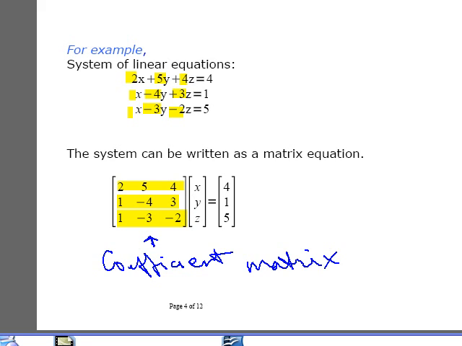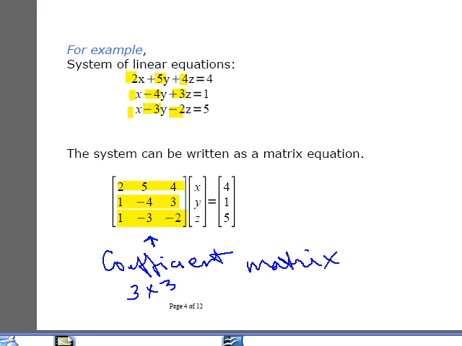If I have 3 equations and 3 unknowns, this will be a 3 by 3 matrix. If I had 4 equations and 4 unknowns, it'd be a 4 by 4 matrix. In more sophisticated examples, you might not have as many equations as you have unknowns, and there are techniques for handling that. But for this class, you will always have the same number of equations as you have unknowns.